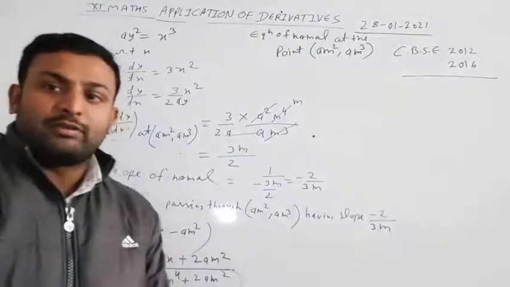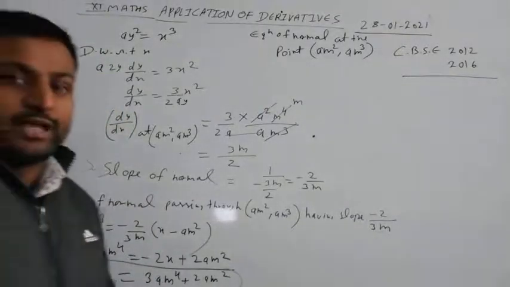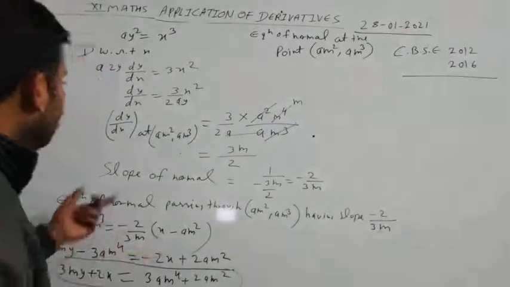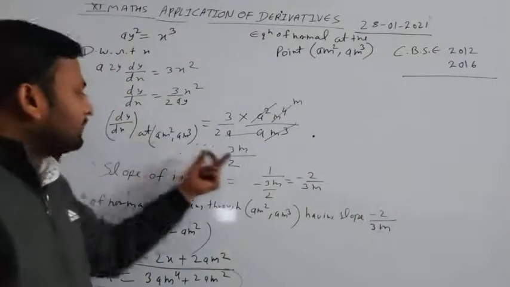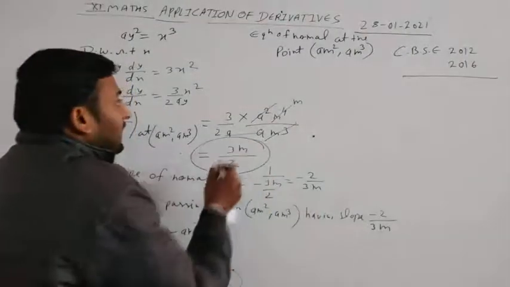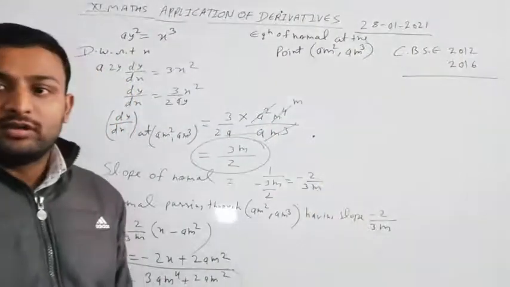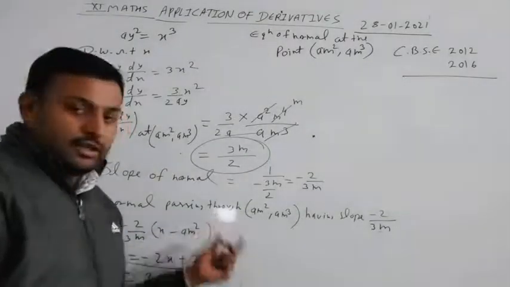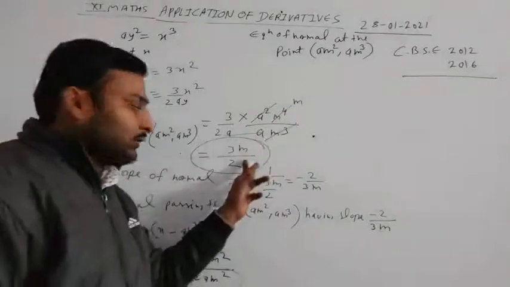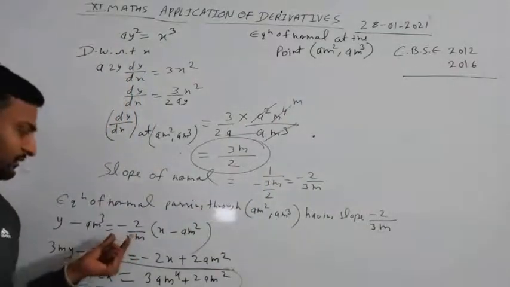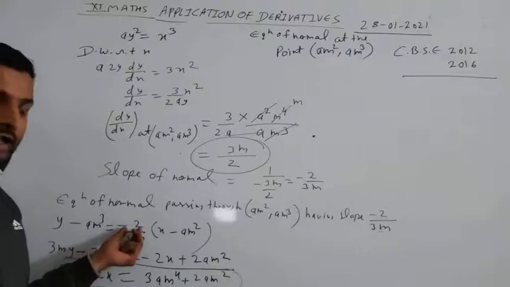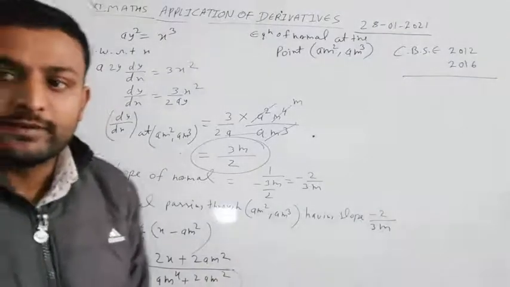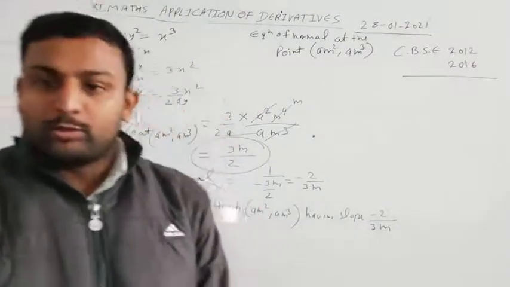And student, if we have to find the equation of tangent passing through this point, then what we can do, student, we will find the slope of tangent, which is this, and we have the point given (am², am³). Then we can find the equation of the tangent line passing through this point and having this slope. So in this equation you just change the slope, student. We write 3m/2 and do the cross multiplication and get the equation of tangent easily. Okay, I hope you understand.